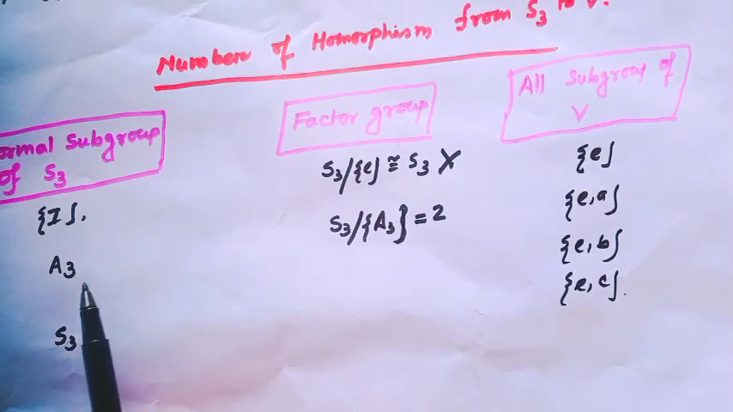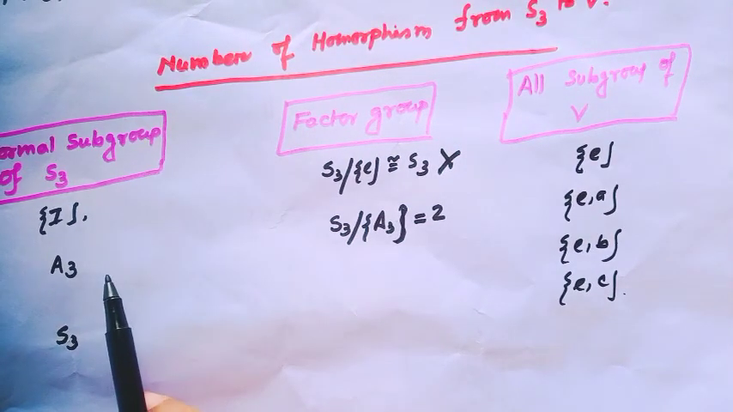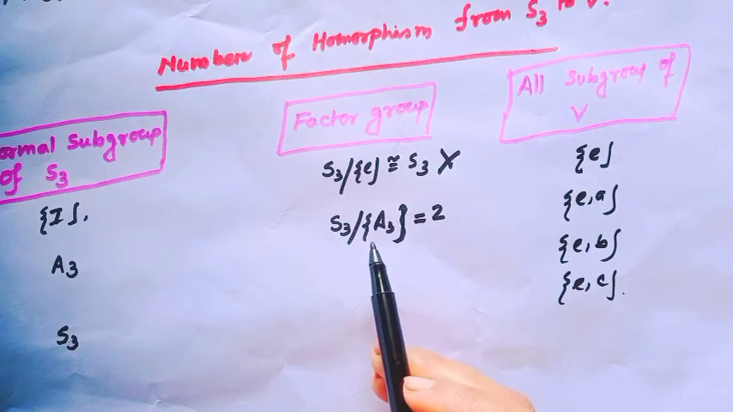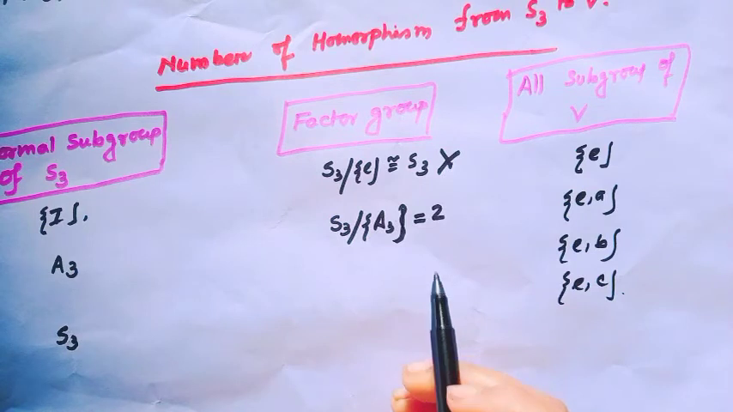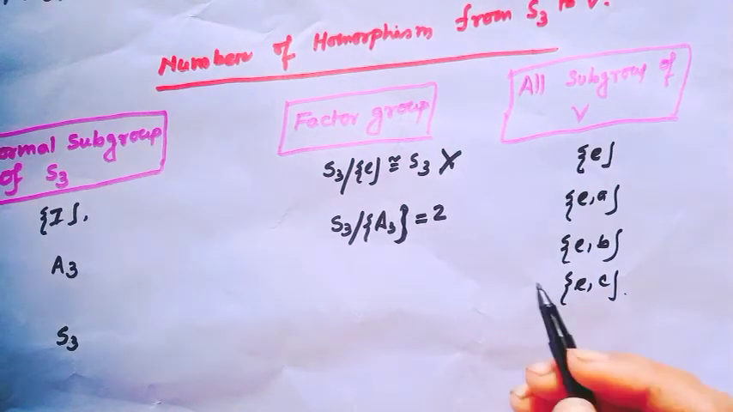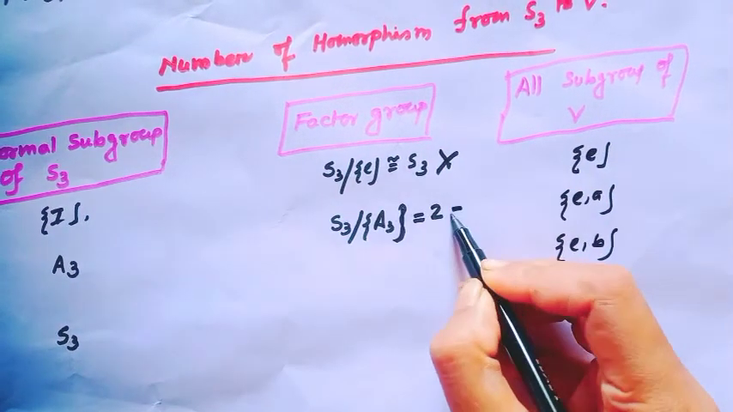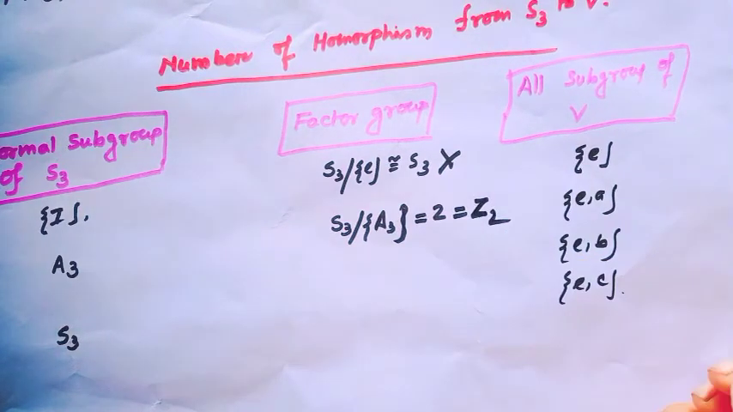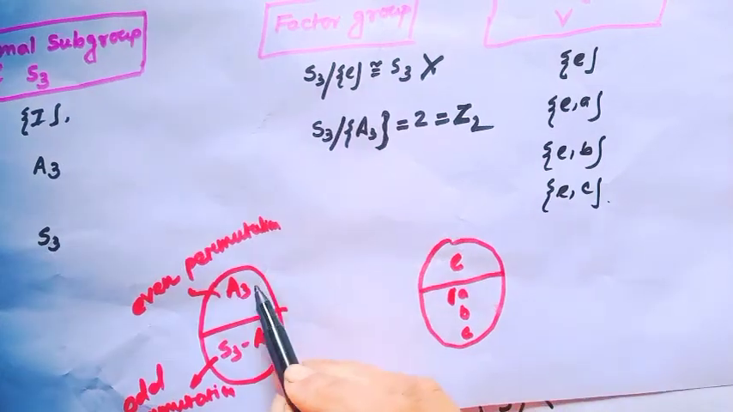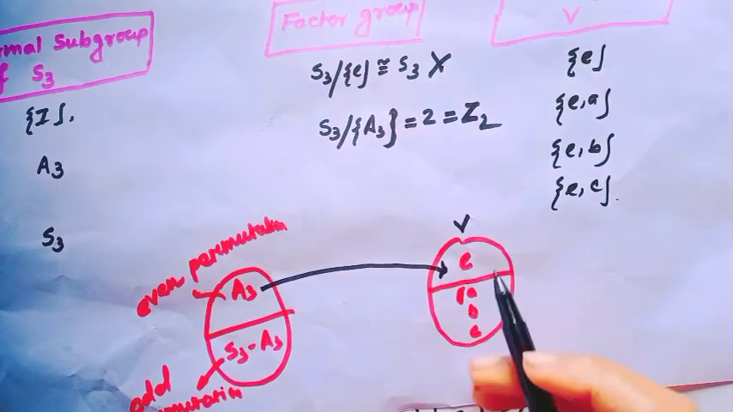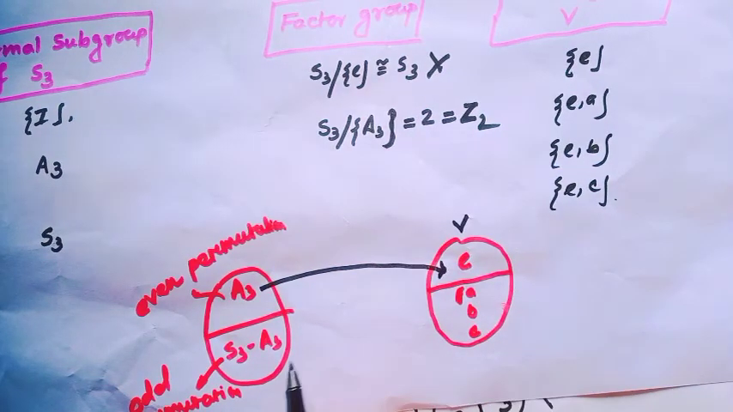Okay. Now consider the normal subgroup A3, and the order of the factor group S3 modulo A3 would be 2. Okay. And we all know the only group of order 2 is Z2. And the mapping looks like one coset with kernel A3, meaning the set of all even permutations, which maps to the identity in the Klein four-group. Okay. And the other coset would be all odd permutations.